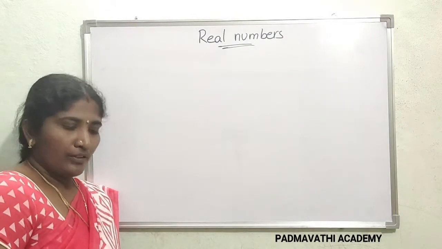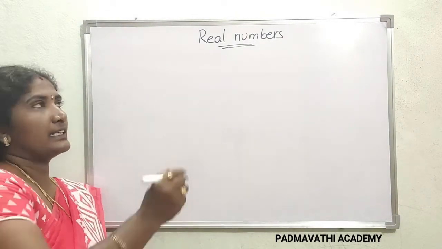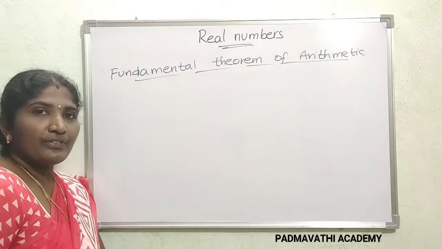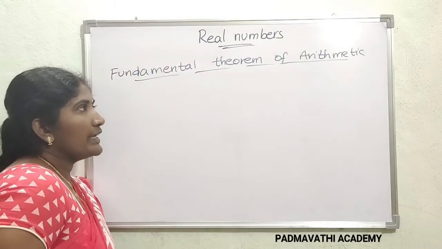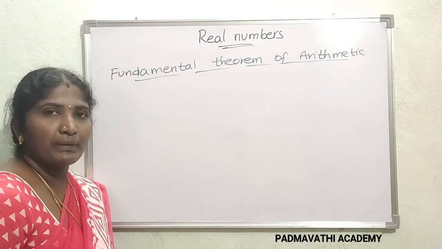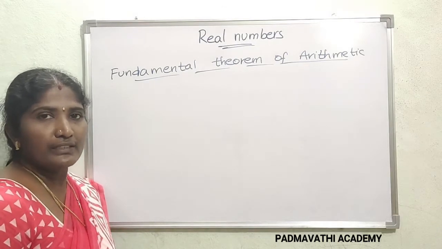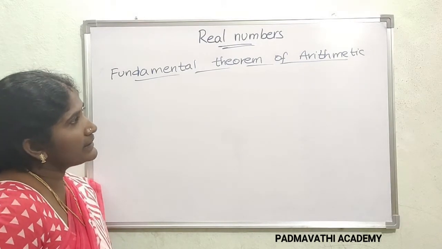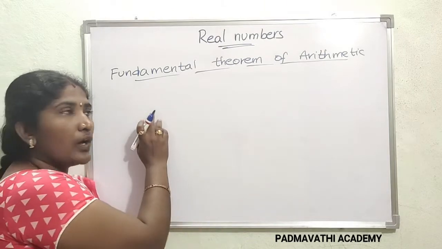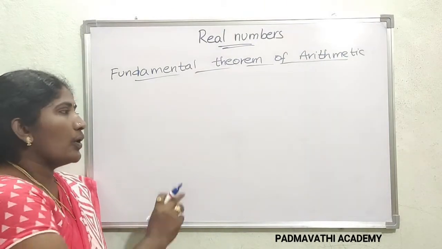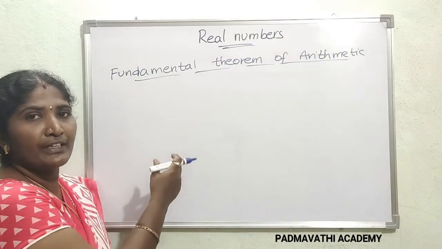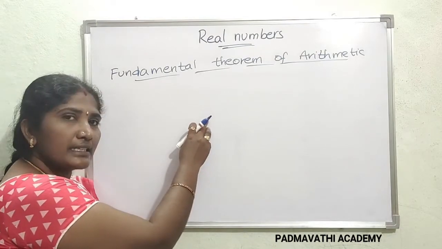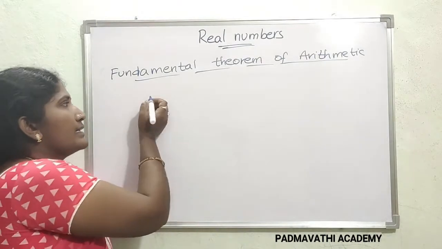Next concept, the fundamental theorem of arithmetic. The fundamental theorem of arithmetic states that every composite number can be expressed as the product of its primes, and prime factorization is unique apart from the order in which they occur. So we can take the order differently, but the prime factorization is unique. Let us take an example.